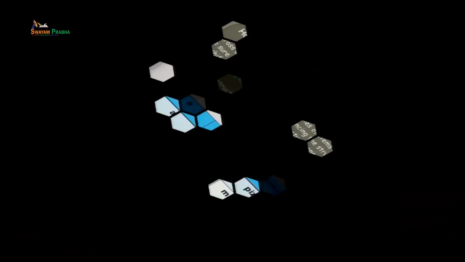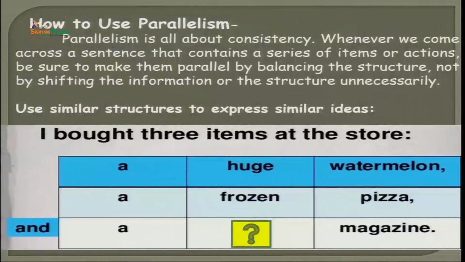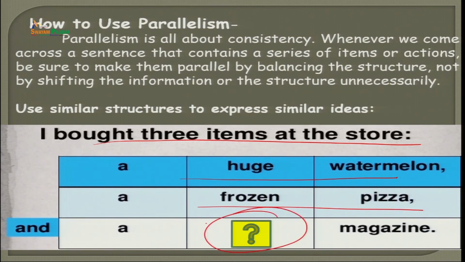Then we come up with the next example. Take up this example: I bought 3 items at the store. A huge watermelon, a frozen pizza. Now, one more adjective is missing. And if I say a magazine, will definitely be a wrong point? Yes, because without adding the adjectives in the same point, your sentence structure would be incorrect. So, this is called parallelism, you know. So, a long read magazine is correct. So, add a few more adjectives in that so that you can bring about consistency in a sentence.